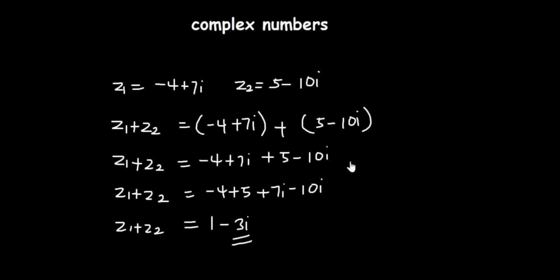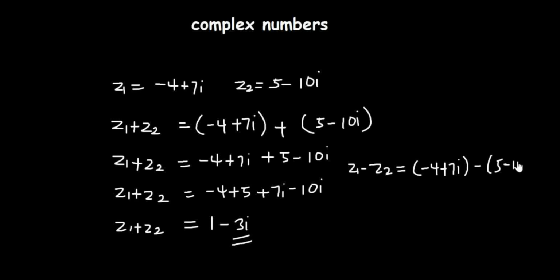So now let's perform subtraction on these complex numbers also. So that is z1 minus z2. This will be equal to minus 4 plus 7i, minus 5 minus 10i.